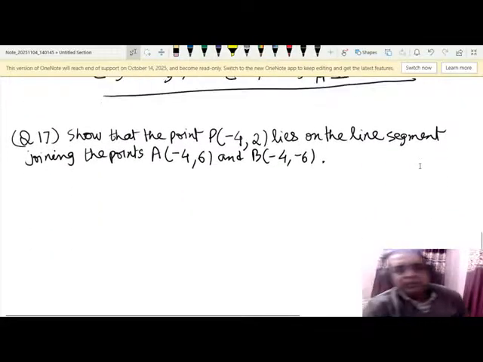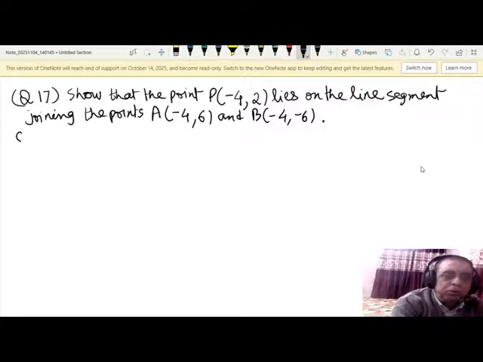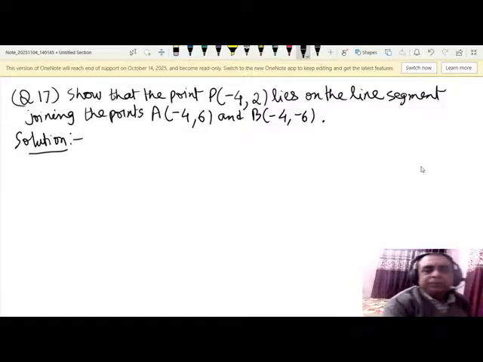Now we will go to question number 17. Show that the point minus 4, 2 lies on the line segment joining the points A minus 4, 6 and B minus 4, minus 6. So how will we show this point P is lying on the line which is joining A and B? First, you find the equation of the line AB.